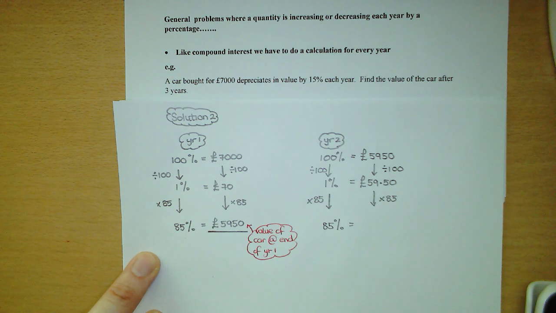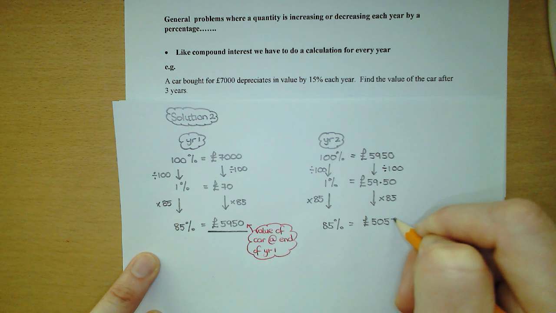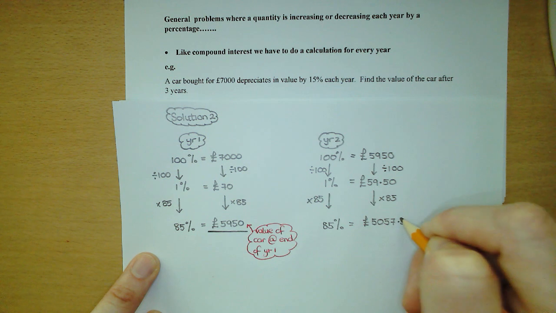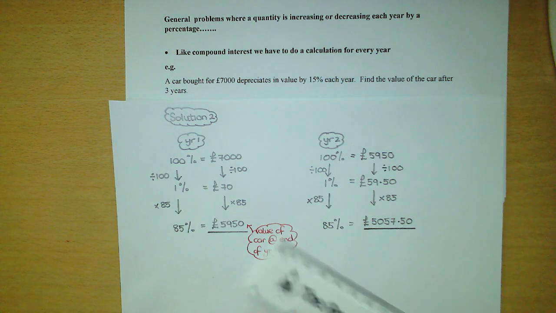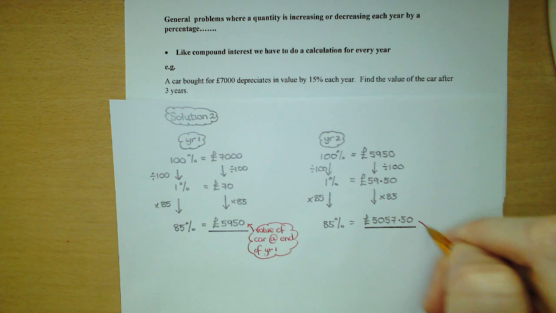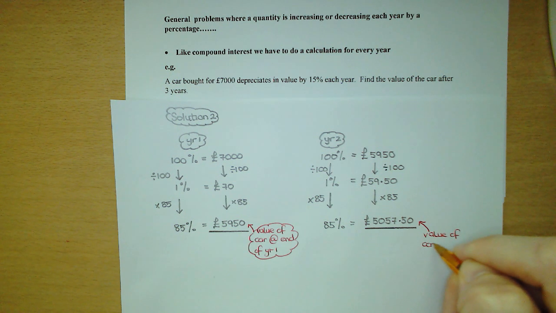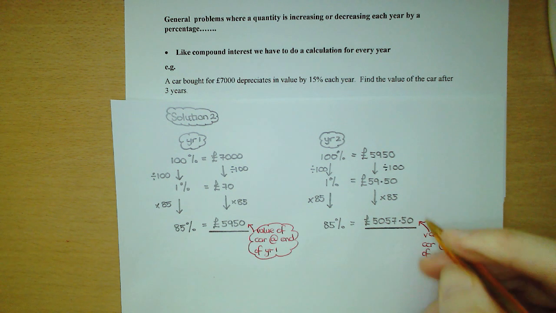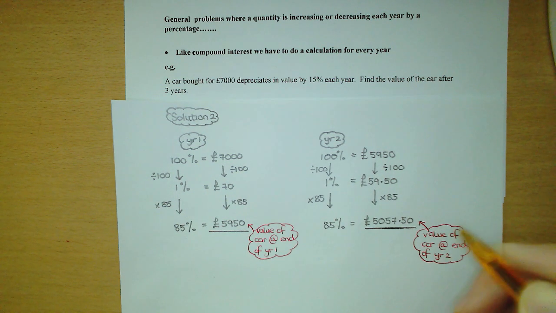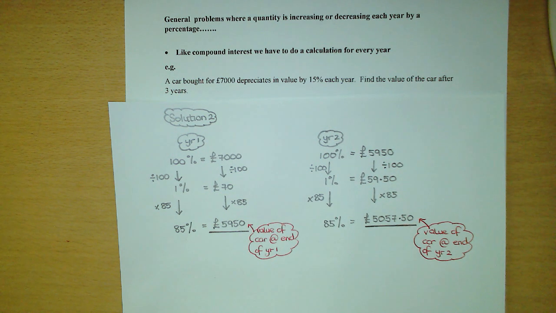So go to our calculator, £59.50 multiplied by 85, and that's going to give us £5,057 and 50 pence. So you can see that the value is continually falling, which makes sense because it's decreasing. Okay, so we've one more year to go. So we're carrying over the cost into year 3.